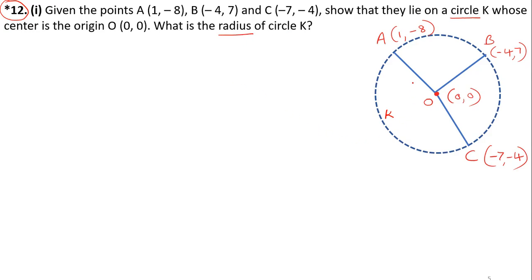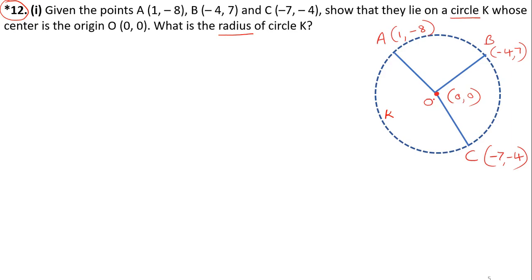Now I have made a drawing here, wherein point A is taken here, point B is taken here, point C is taken here. This is the origin, and this circle they have named as circle K. Now we have to find the radius of the circle. So how can we find the radius of the circle?